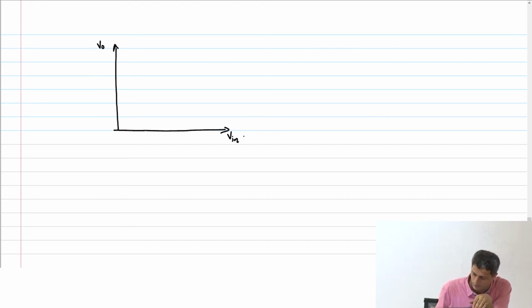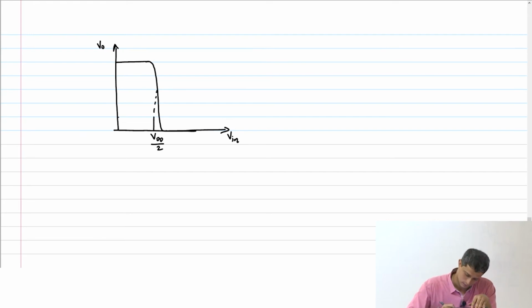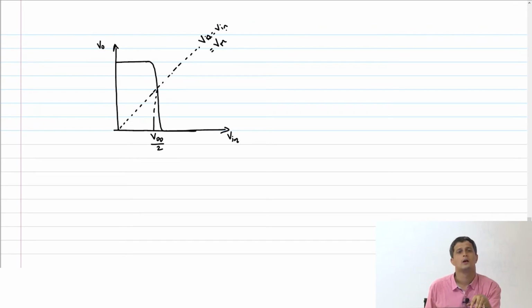Vout versus Vin. Okay, somewhere here is my Vdd by 2. This is Vin, Vout equal to Vin equal to Vm. Now if I increase my Wp by Wn, I want to know how this curve will shift. It will shift to the right side. Let's see why.